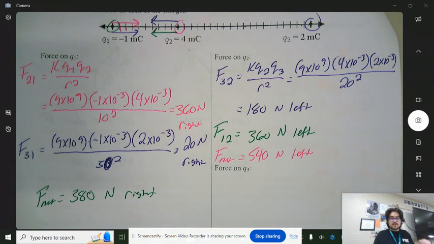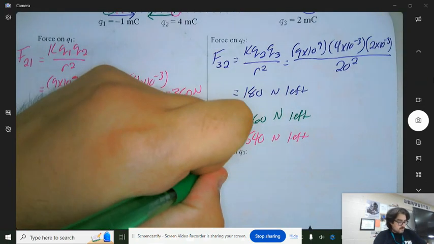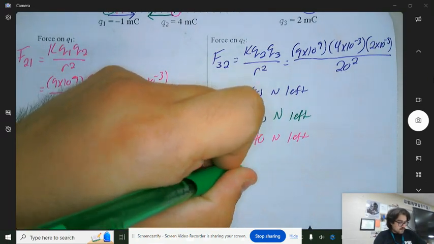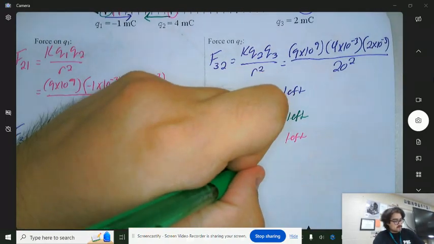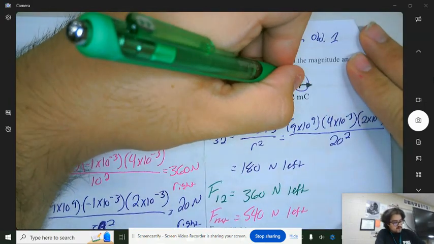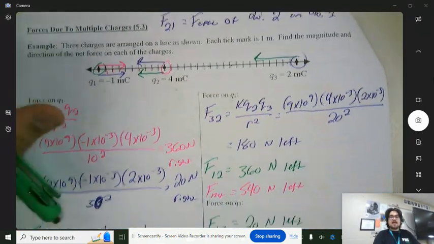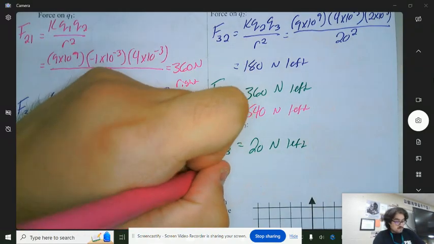The force on Q3. You don't have to do any math to solve this anymore. Okay? We just need to figure out the force that 1 applies on 3, which we already did, but instead of being 20 newtons to the right, it's going to be 20 newtons to the left. Okay? So I'm going to go back up here and draw the arrow to the left because that's where it pushes.